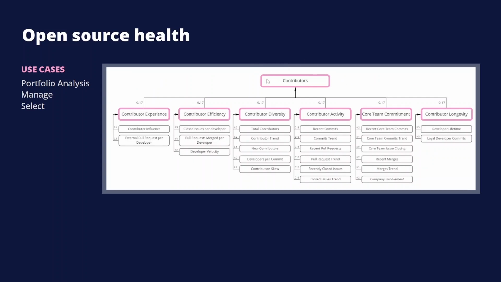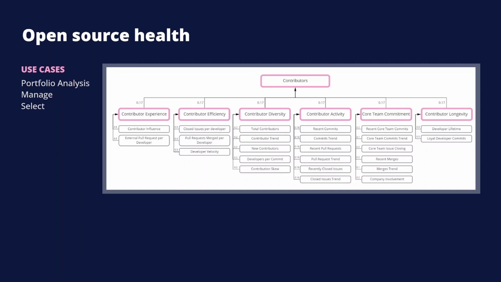First, we have the top level layer, the general area that you want to measure, in this example, the contributors. Then you have the second level layer metrics. You can think about these as the questions that you need to ask in order to determine the top level metric. For example, for contributors, we ask how experienced are the contributors? How efficient are they? Is it a diverse community of multiple contributors, or is it one guy maintaining this project? How active are the contributors? Is there a core team that is committed to the project? And do contributors stay with the project for a long time, or do they do one commit and then leave?